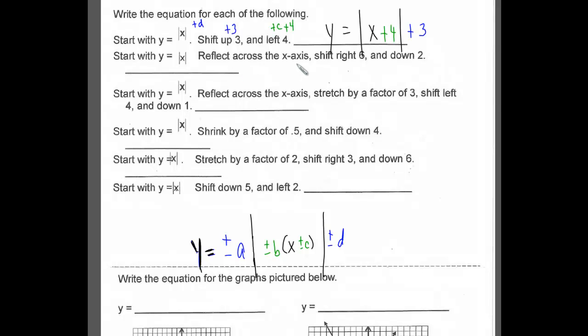Reflect across the x-axis. That's out front because this is vertical reflection. Shift right 6 units. Shifting right 6 units is c. Remember, this is c, so it's going to be opposite of the way we think. So we are moving -6. Down 2 is vertical movement, subtracting 2. So this is d. Now that we have all of our pieces, let's put this into the equation. Y equals negative absolute value of x minus 6 minus 2. Let's look at the next equation.